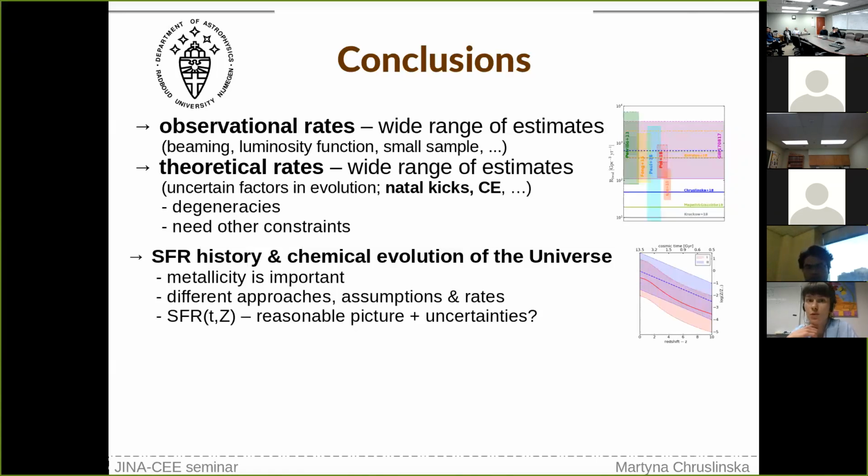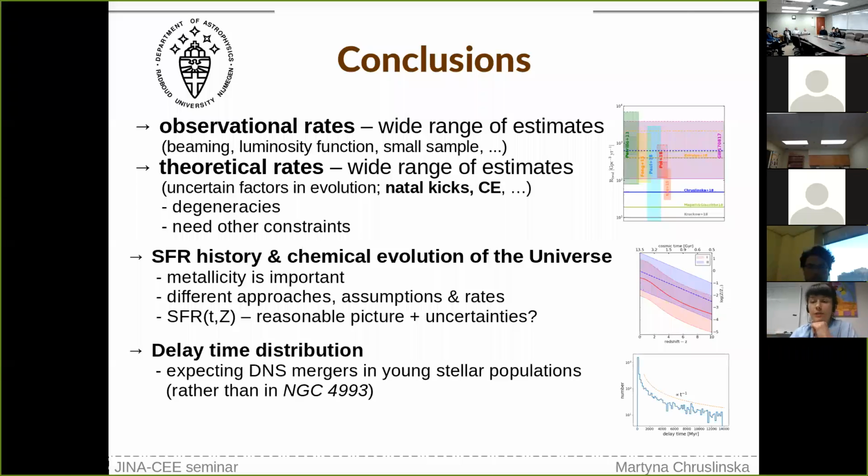So we need to have a reasonable picture of the distribution of the star formation at different metallicities. And we need to understand the uncertainties, so how much this distribution can differ within the uncertainty limits. And finally, I mentioned the delay time distribution that suggests that we expect to see double neutron star mergers in young stellar populations, rather than in NGC 4993 when we saw GW170817.